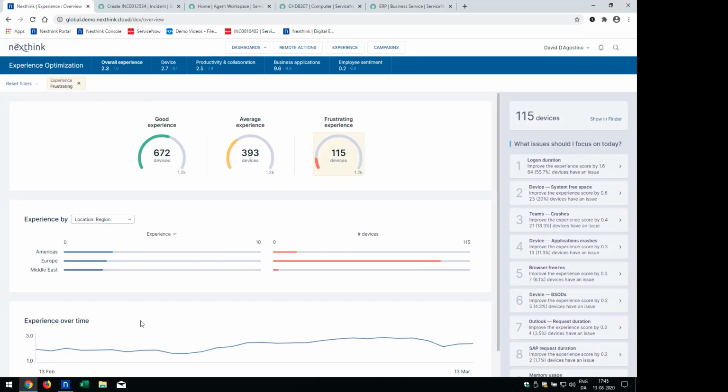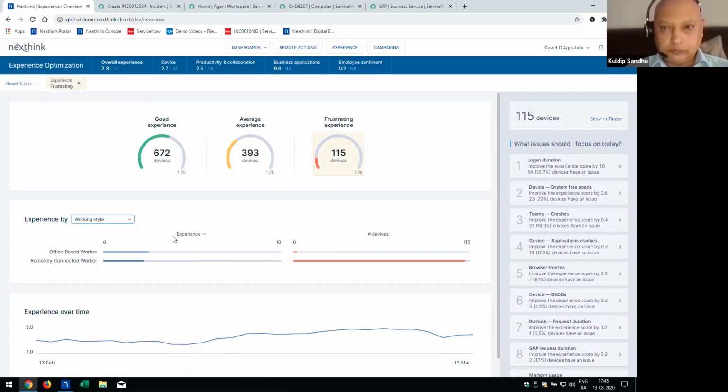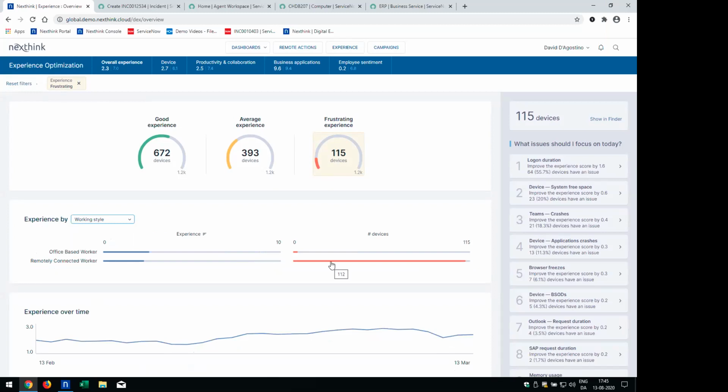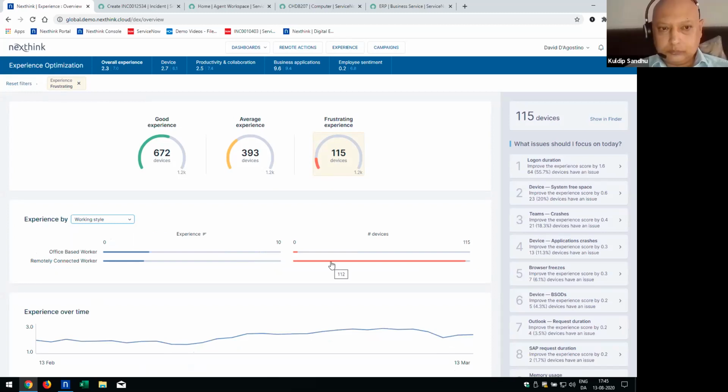We can see here that we've got a breakdown, which can be tuned. So I'm going to come here and say, give me a breakdown by working style. And we can validate here that our remote workers are the guys who've got the most frustration. But that's not where we stop.